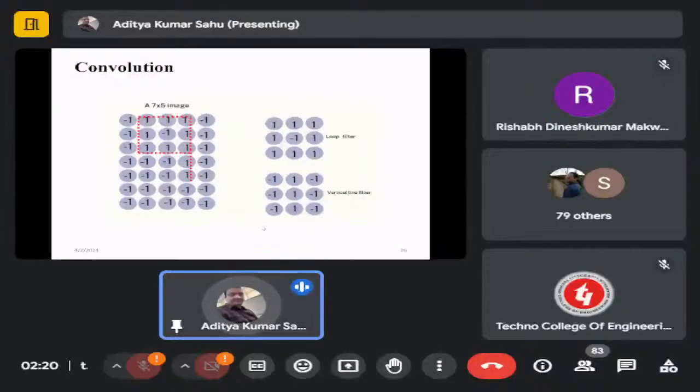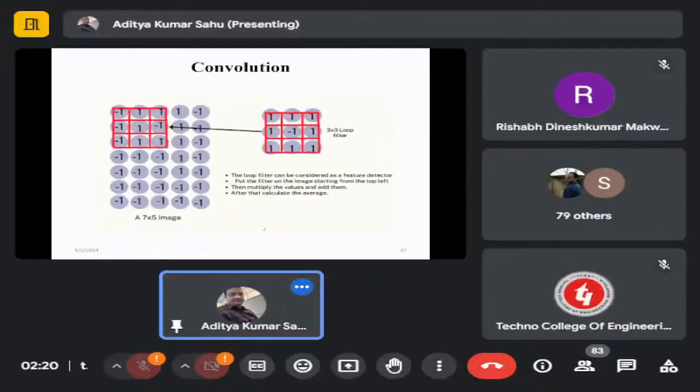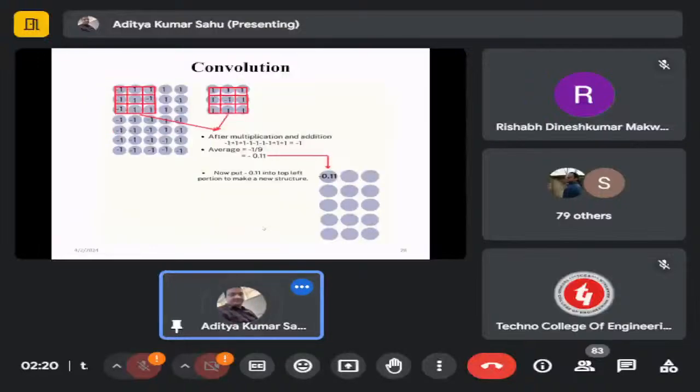and these are the pixels, and we have a filter on the right side. We can have both horizontal as well as vertical line filters. The filters will convolve on top of the image. The first convolution, okay. Now we will find the average convoluted value and put it in a new matrix.